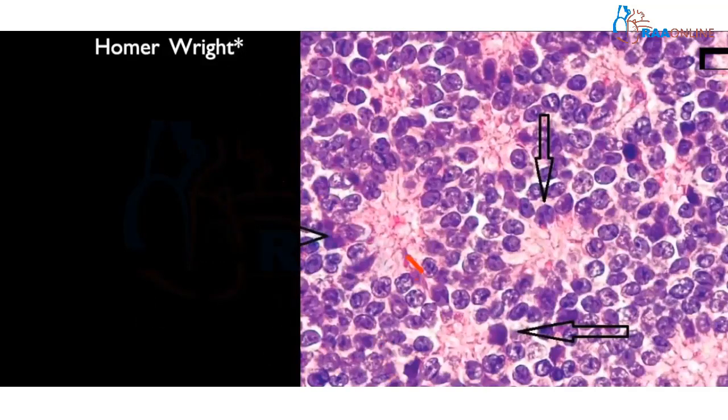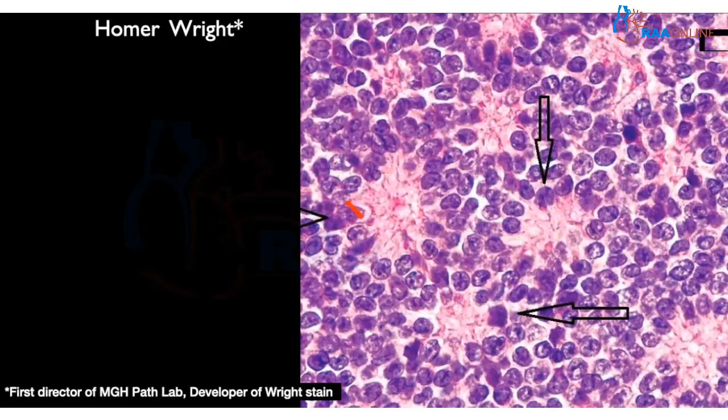This is a classic example of Homer-Wright rosettes. James Homer Wright was the first director of the Mass General Pathology Lab, and he is also the developer of the famous Wright stain. He described these rosette-like structures in adrenal and sympathetic tumors, which we now know as neuroblastomas. Here, the cells are arranged radially with a central space filled with neuropil material. So these are all very round, uniform rosettes.